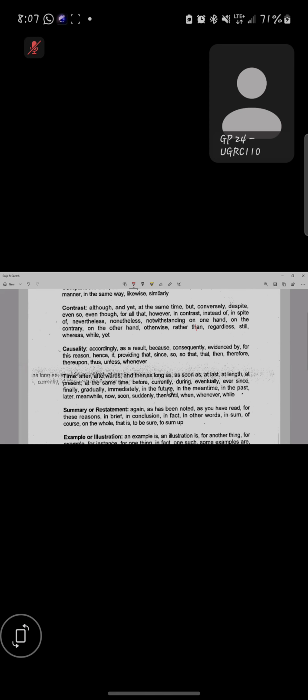Contrast is different. Words that don't match, words that are not similar, or phrases or ideas that are not similar. That's when contrast is used. I hope it is slightly better now. Let's move on. After causality, dealing with cause and effect, we also have time.